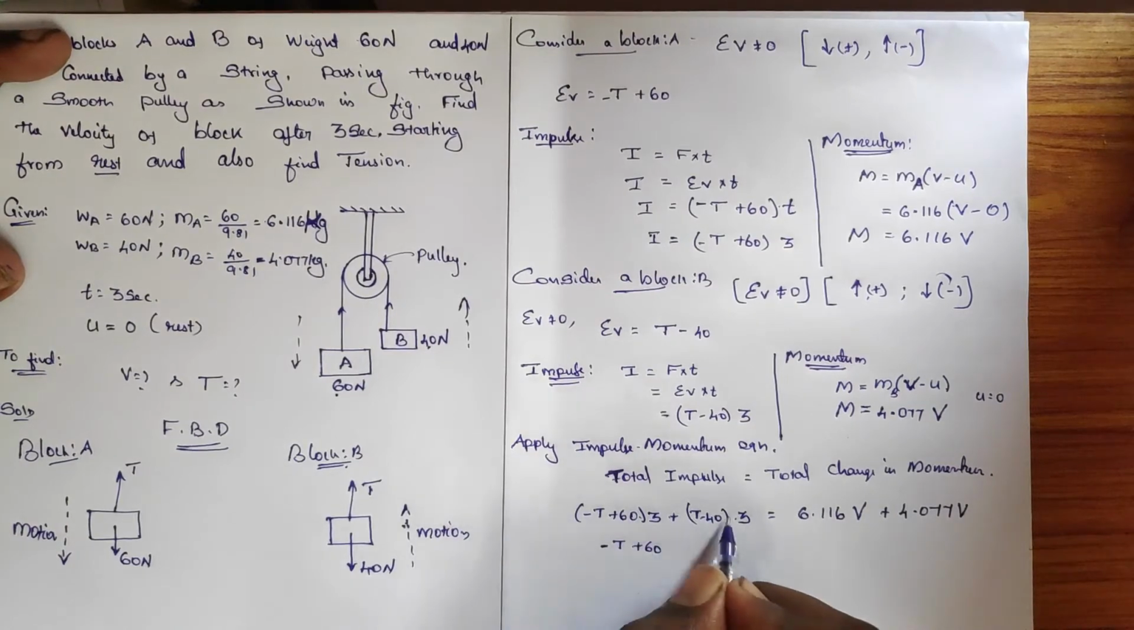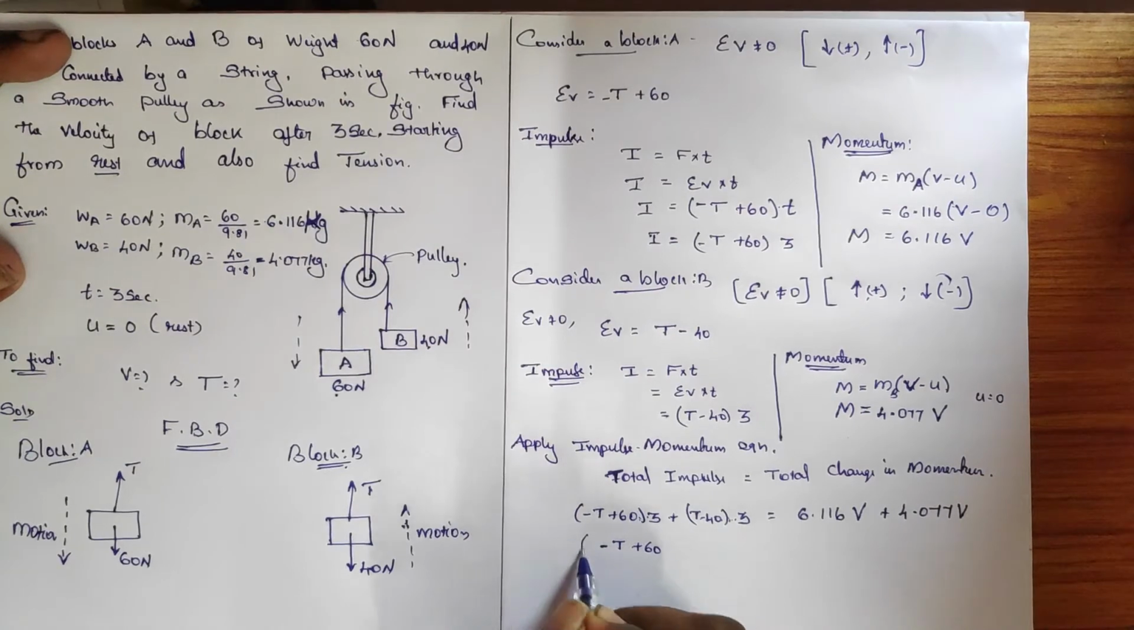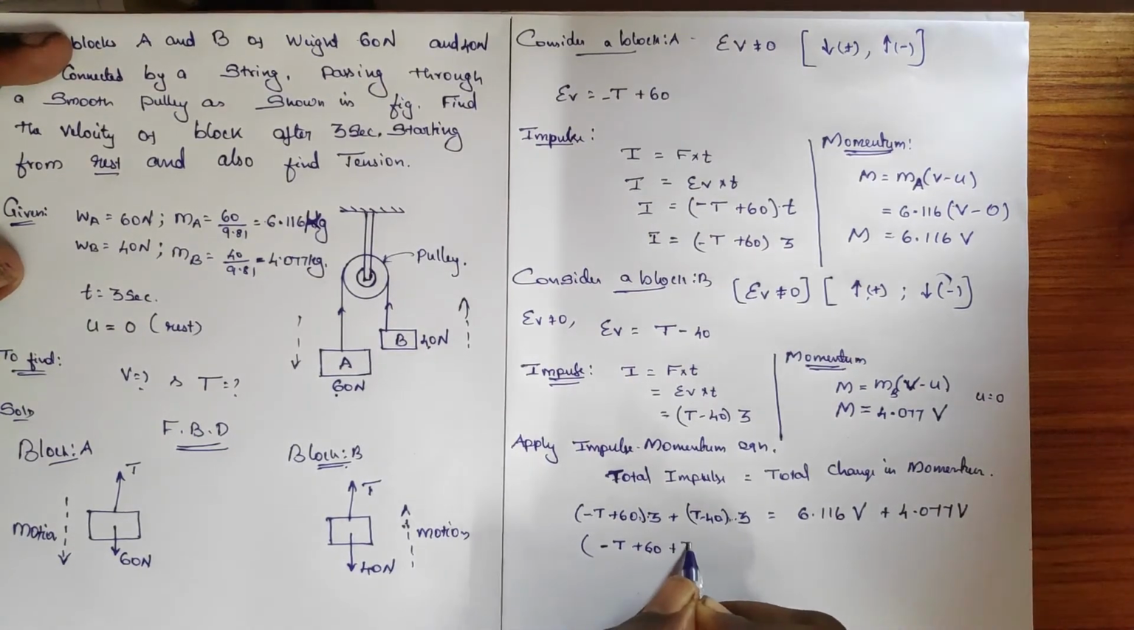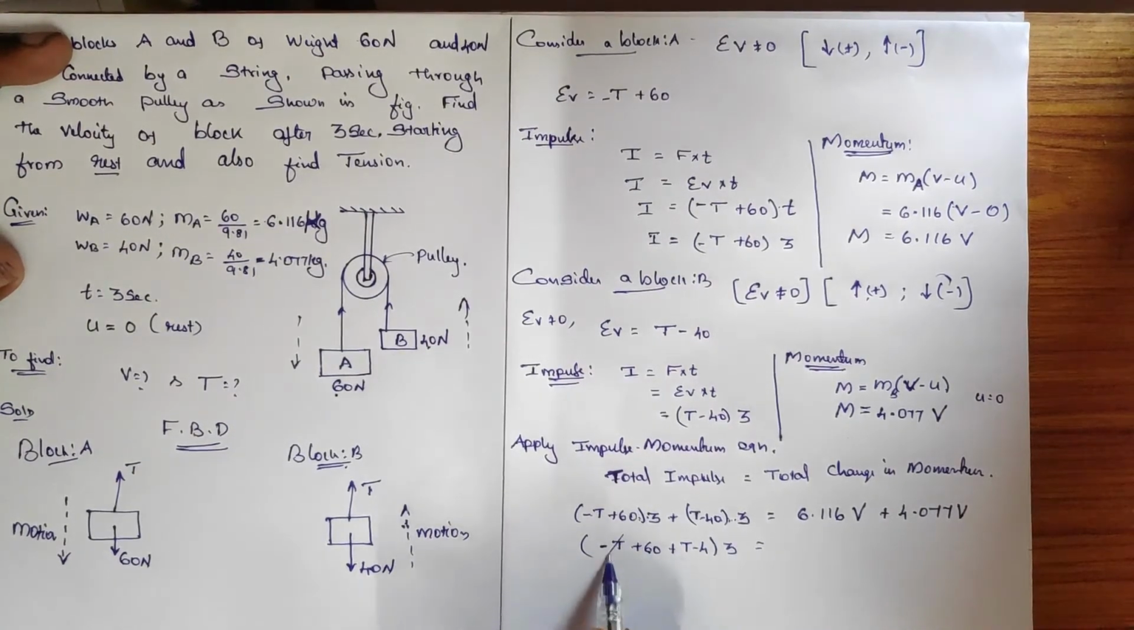Both the terms here have 3 in common. So I'm just going to take the 3 common so that the simplification will be easy. So minus T 6 plus 60 plus T minus 40 into 3. Have you got it? I just took this 3 as a common. So now see, the T's get cancelled.